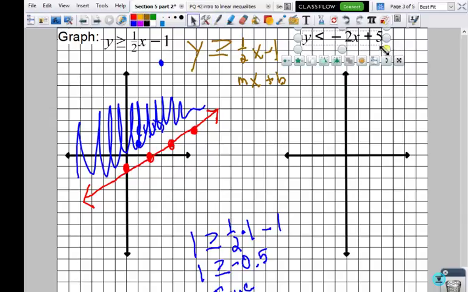Let me just make this problem a little bit bigger. There we go. Now it's easy to see. Alright, so we're going to graph this one. You guys are going to help me out. Then you guys are going to do an in-class one. And then that will be it.